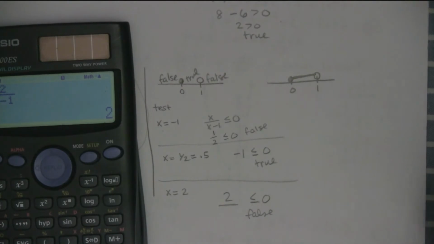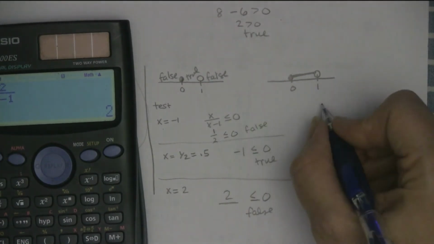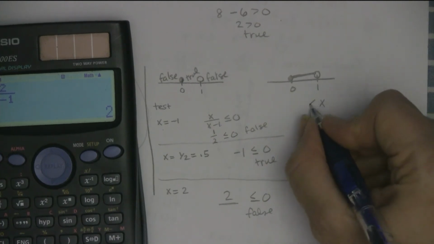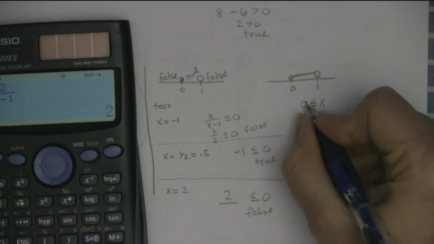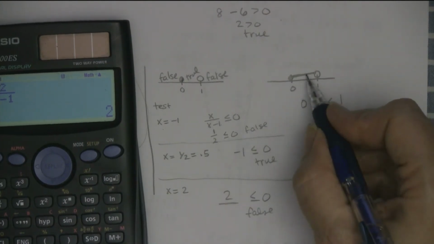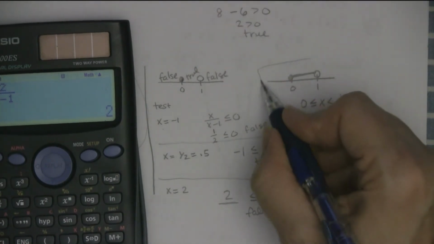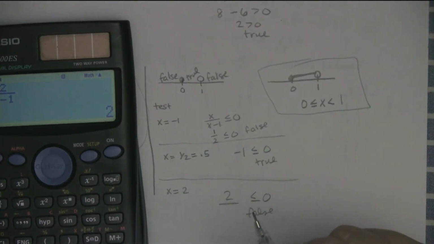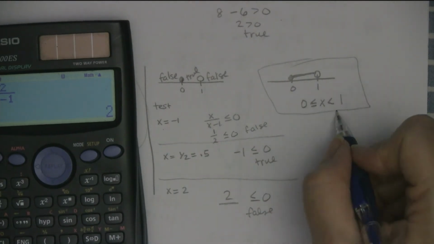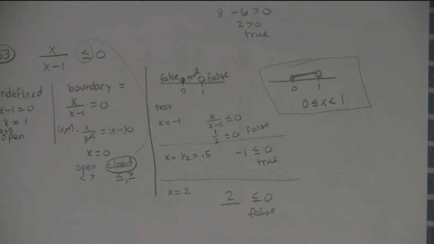Then they also asked me to write my answer in set notation. And so my answer are x's that are trapped between, and they can be equal to 0 and smaller than 1, right? So my x's are between 0 and 1, and they can be equal to 0. So there's my graph of my answer, and there's my answer in set notation, informal set notation. So we did a lovely job on that. And now we're going to try 54.